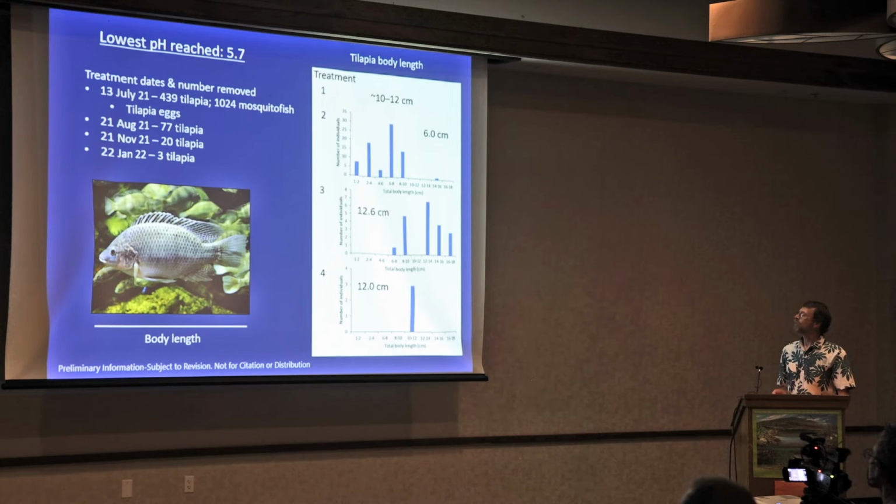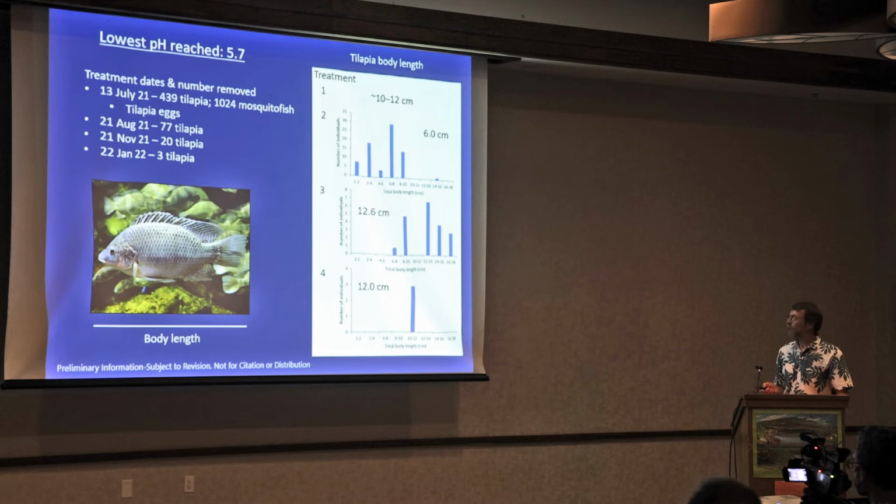And so during the first treatment, we ended up treating 4 times. The first one, we removed 439 tilapia, 1,024 mosquito fish. We quickly realized that there's so many mosquito fish in there, and they were not as affected as severely that for the resources we had, we probably weren't going to be able to remove mosquito fish, so we decided just to focus on tilapia. And the figure on the right kind of shows the body length. And we didn't measure the initial 434, but they were all about 10 to 12 centimeters in size.